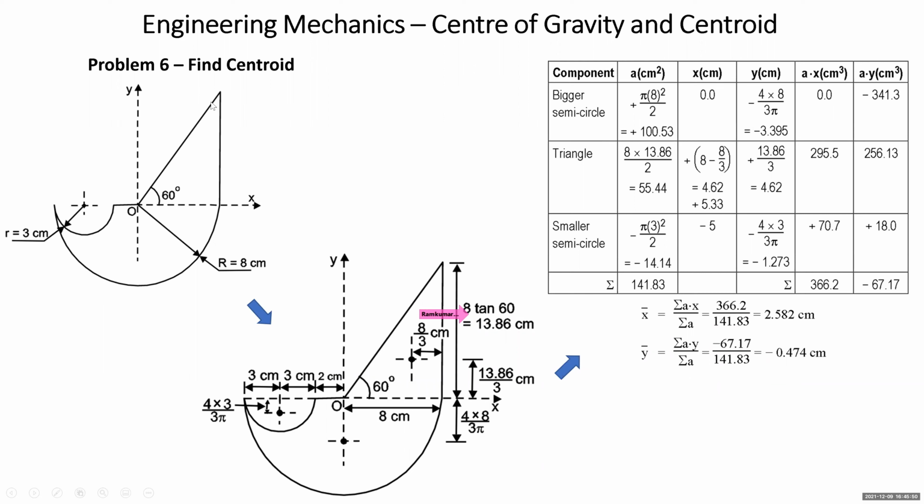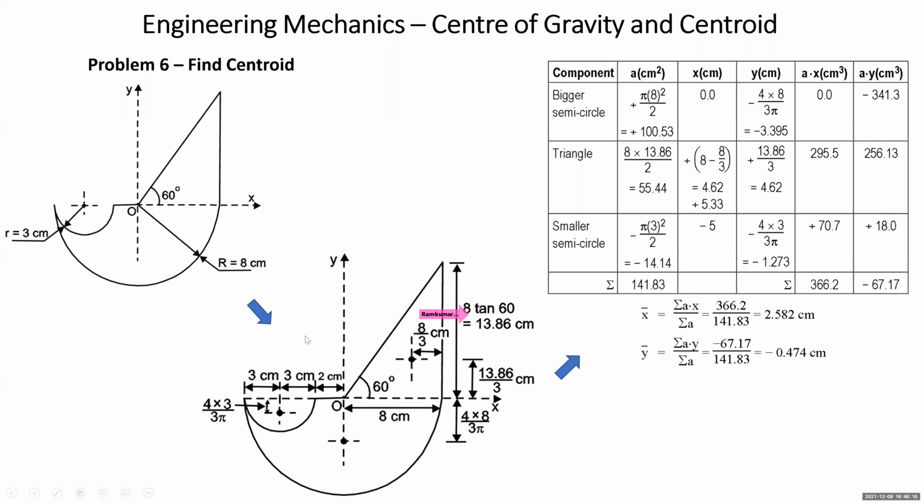Now we move to the next problem, number 6. Again, it is a problem of finding the centroid of a plane area. Plane area means area bound by continuous lines. So in this case, to arrive at the area bound by continuous lines, you have to take this semicircle as positive, this triangle as positive, and this semicircle as negative.